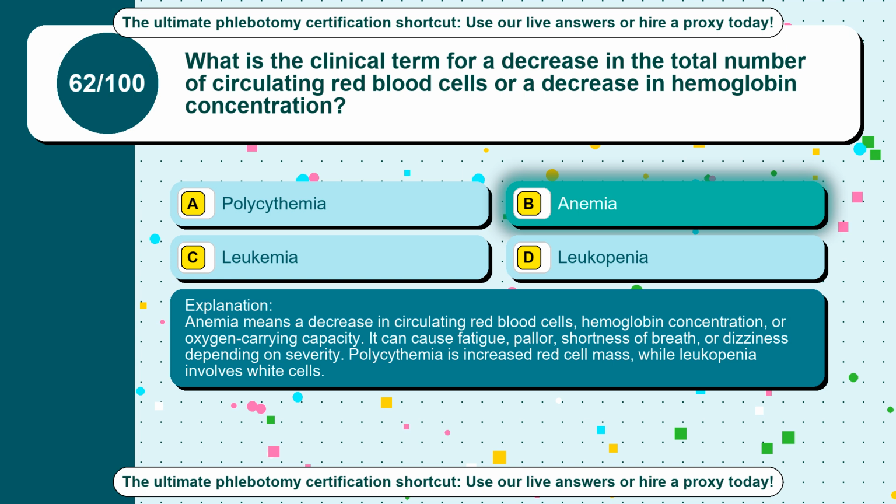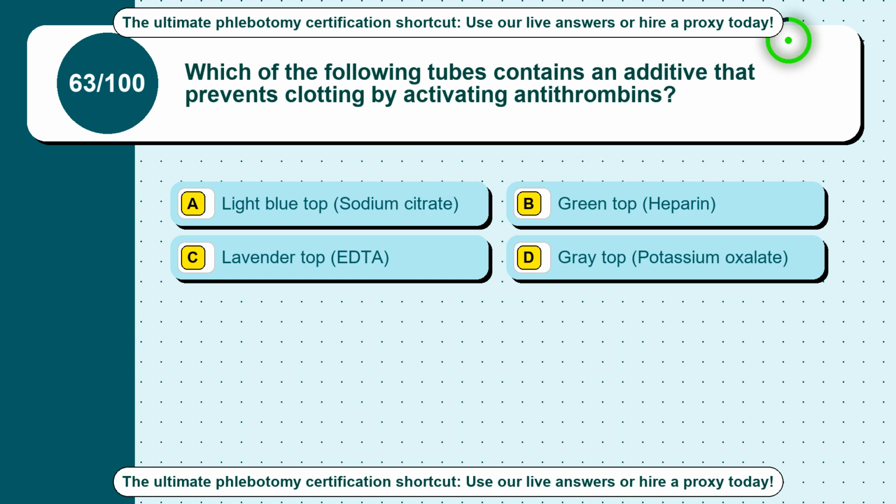Polycythemia is increased red cell mass, while leukoplakia involves white cells. Question 63. Which of the following tubes contains an additive that prevents clotting by activating antithrombins?